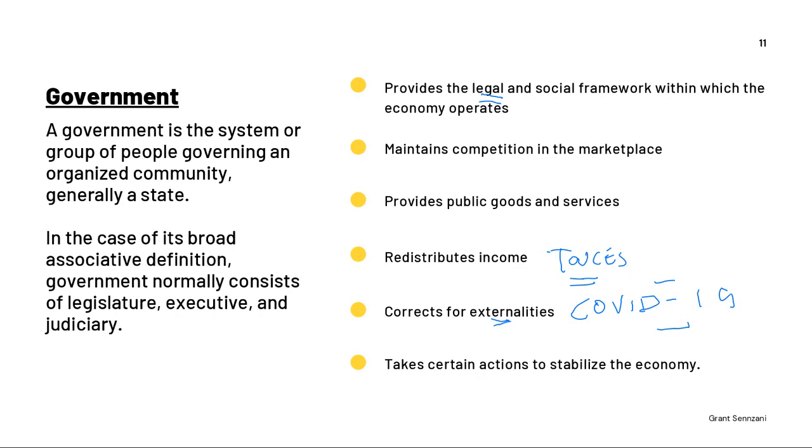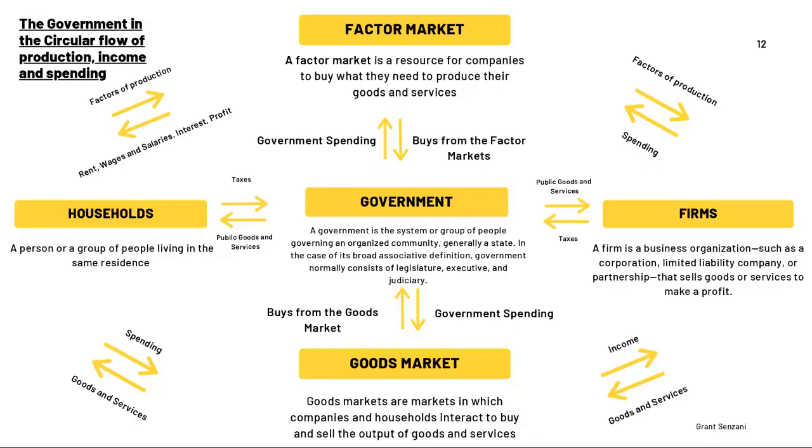Then last, it takes certain actions to stabilize the economy. And this, guys, is going to be fascinating. We'll deal a lot with this when we start talking about money, which should be the next unit after this. But how does it fit into our picture is the big question we need to ask ourselves. Well, remember guys, this is exactly the same circle that we had before. Exactly the same circle. The only difference now is that we have government. That's it. That's the only difference.